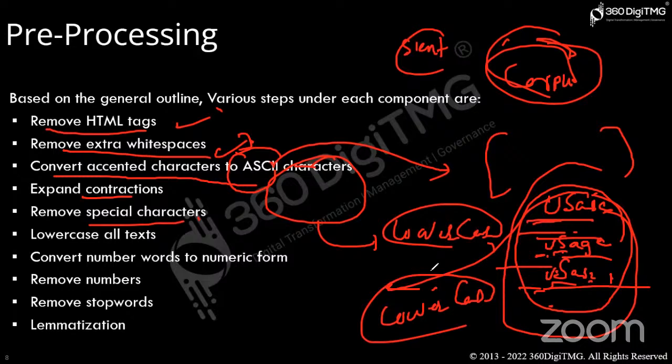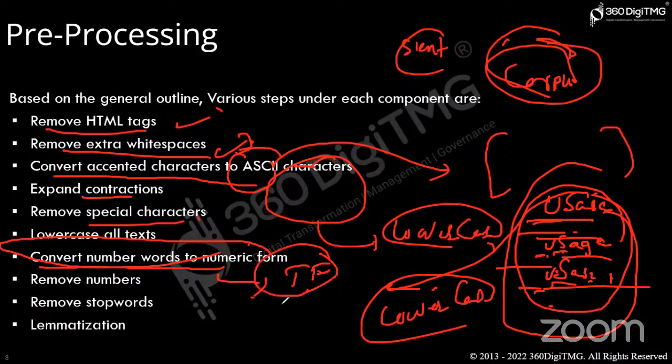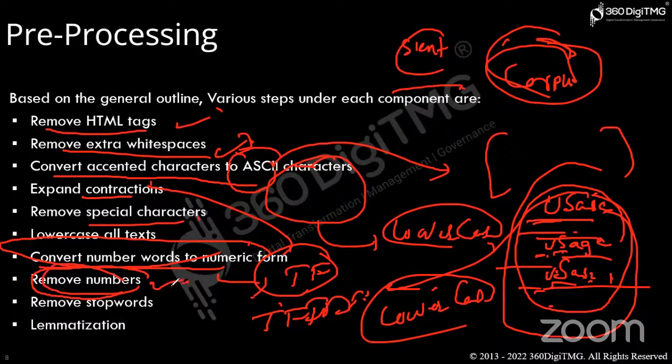Then we'll be converting all this categorical word into numeric. That we will be doing using the term frequency, to avoid the situation that we have discussed in the previous slide. We'll be using TF-IDF. Numbers won't be representing anything when it comes to sentiment analysis, so we are simply removing these numbers. And stopwords also don't reflect any sentiment. In that case, we'll be removing stopwords.